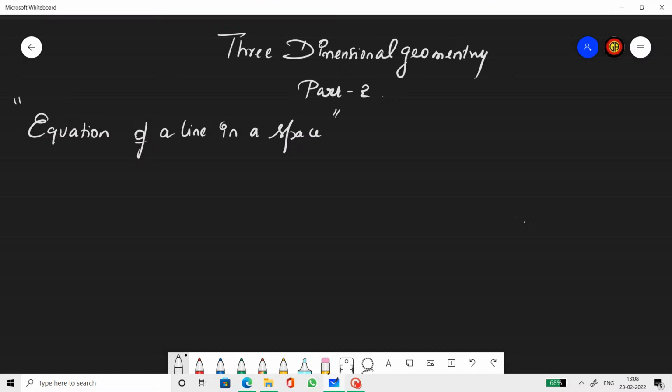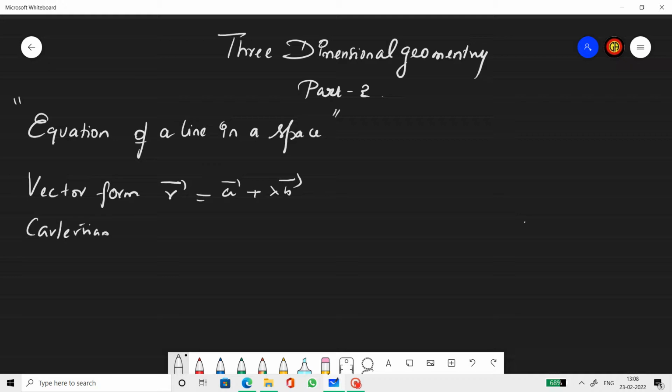One is a vector form, wherein R vector will be there. So R vector equals A vector plus lambda times B vector. And then there is the Cartesian equation, which means an equation in terms of x, y, and z. There is also a formula for that, but rather than memorizing the formula, just learn the technique of getting to Cartesian form from the vector form. Okay, so I'm just going to show you that now.